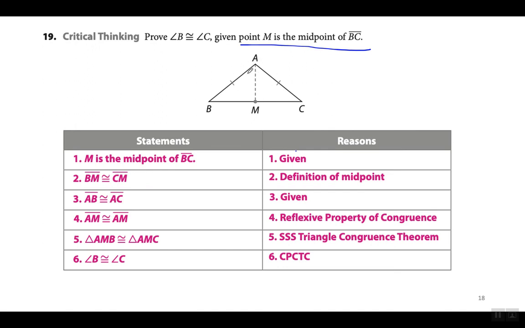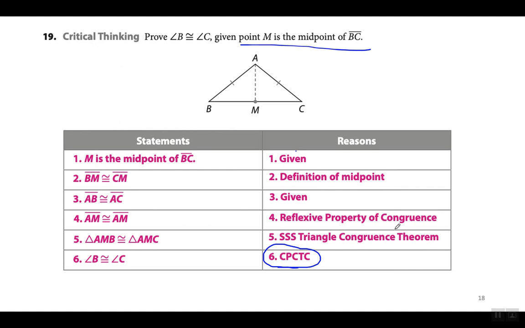Y el lado aquí es congruente a este lado porque te lo están dando en el diagrama. Entonces los dos triángulos son congruentes por el teorema lado, lado, lado. And once you prove that the two triangles are congruent, their corresponding parts are congruent. Corresponding parts of congruent triangles are congruent. So that's how angle B is congruent to angle C.